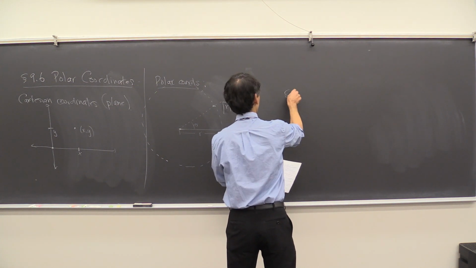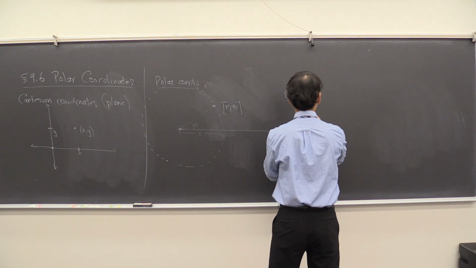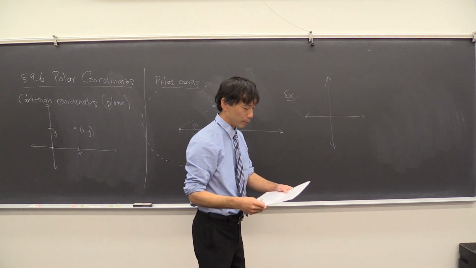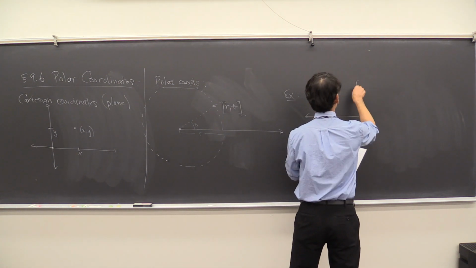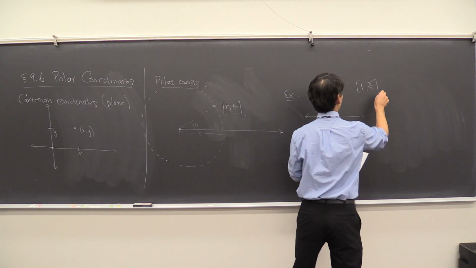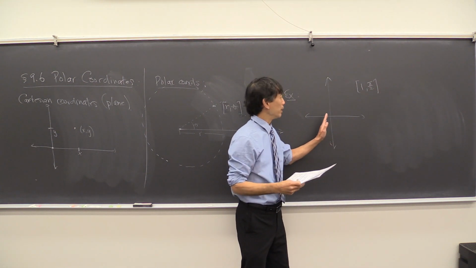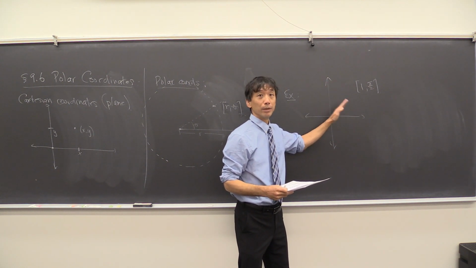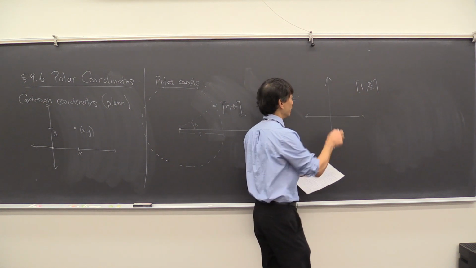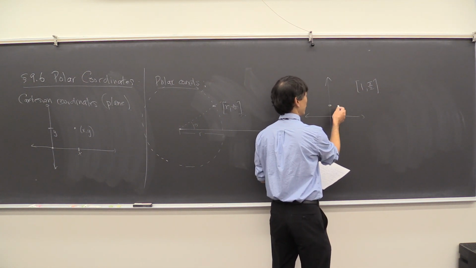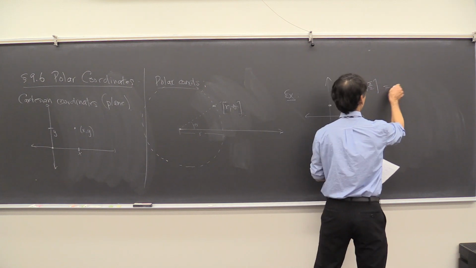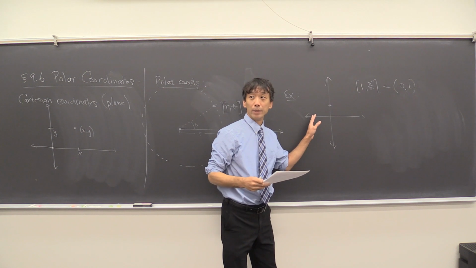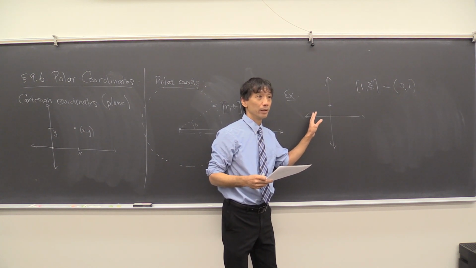Yeah, okay. Some examples. Let me just draw the Cartesian plane, just so we're oriented. If I say 1 comma pi over 2, what does that mean? That means we're distance 1 away from the origin, and we're at angle pi over 2. So let's say that's here. In Cartesian coordinates, that is the point 0, 1. Everybody getting it? Right.